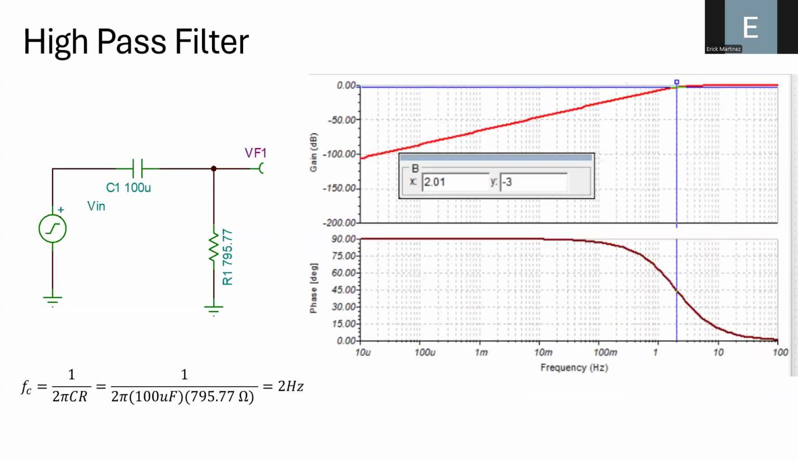Also, here I design a high-pass filter. I basically do the same, only I change the circuit, but the cutoff frequency is the same.